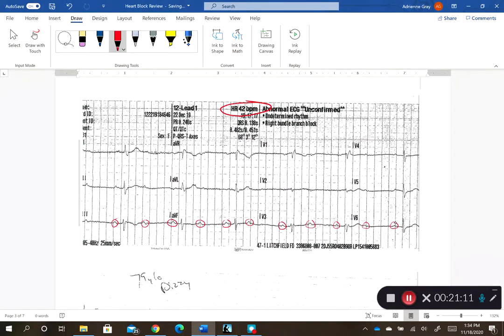So there's all my P waves. I'll circle my QRSs here. So more P waves than QRSs, so I'm definitely thinking heart block already. Plus they're bradycardic, which kind of goes with most of our heart blocks. All right, so let's see what we got here.